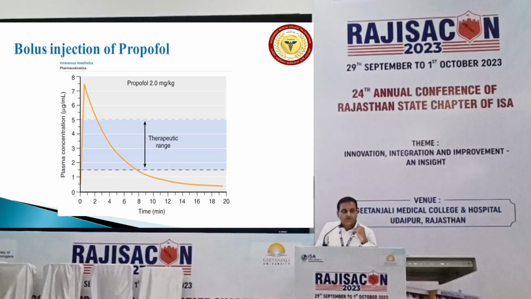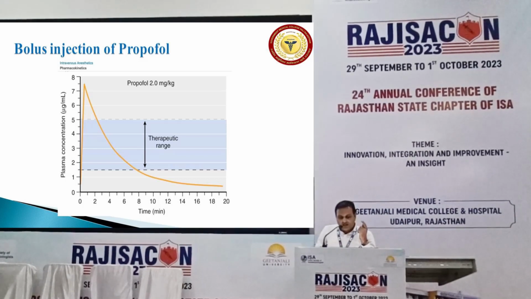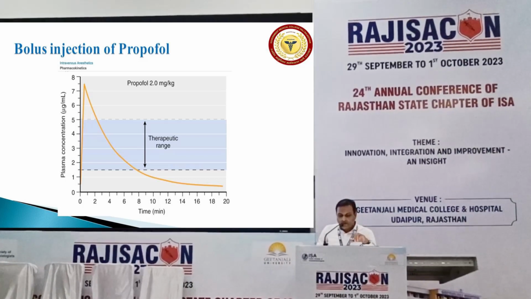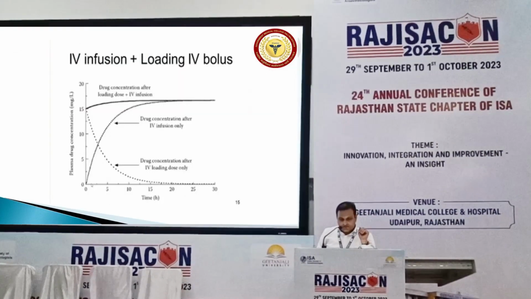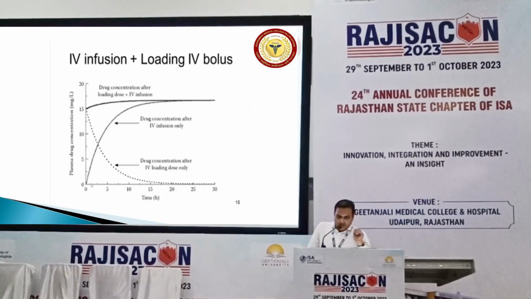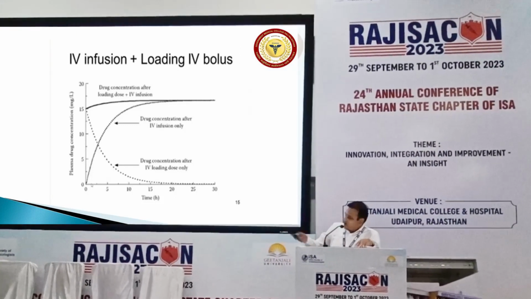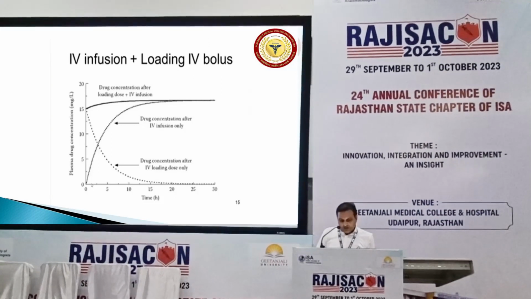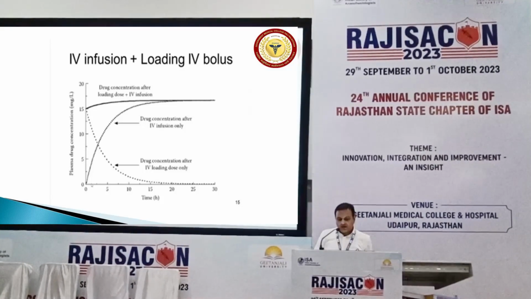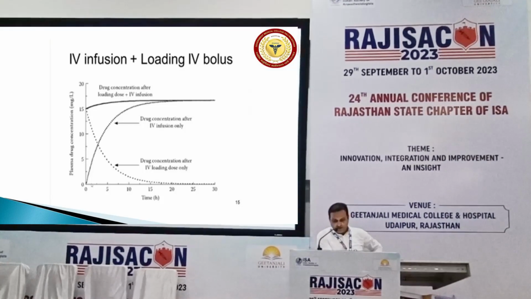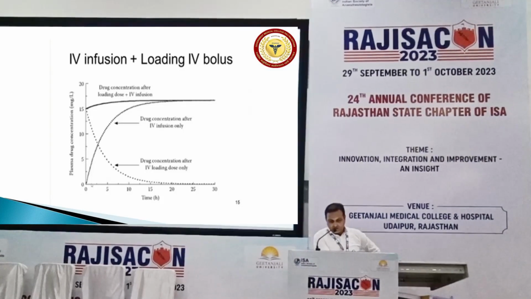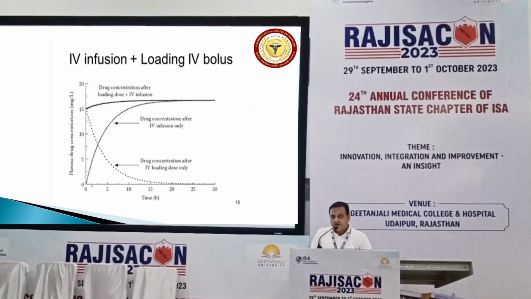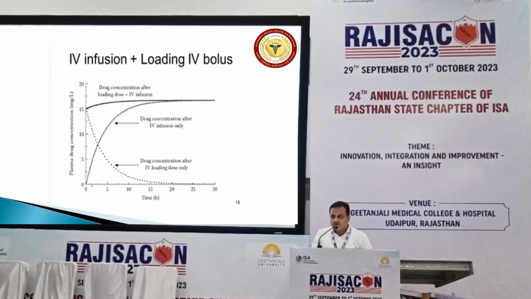When we give the bolus of propofol, there is a sudden rise and sudden fall of the concentration of propofol, and we cannot achieve the therapeutic range for much time. So this dotted line is showing the drug concentration of the bolus, and when we give the infusion, this is the line for the infusion. There is a slow rise in the plasma concentration. It takes almost 5 plasma half-lives to achieve the desired concentration.